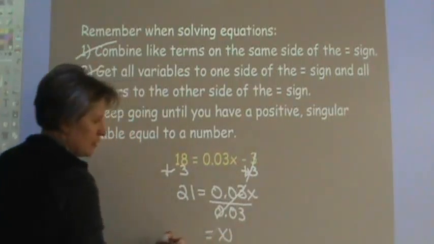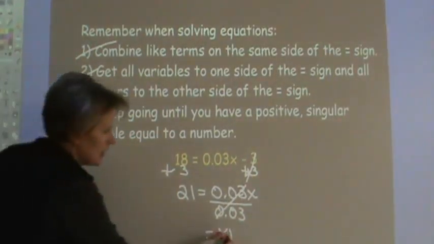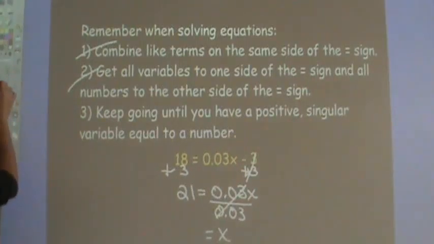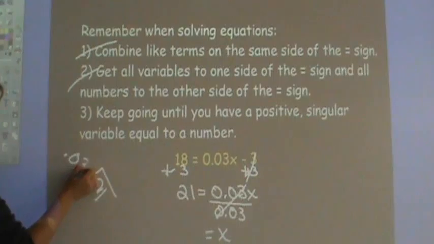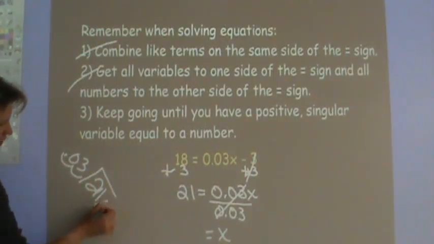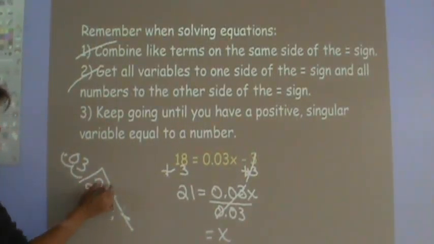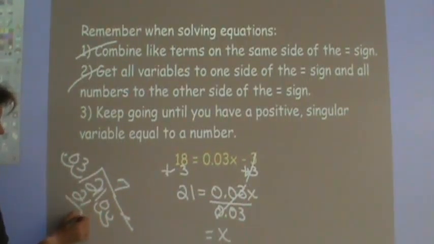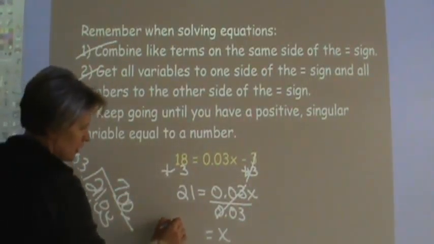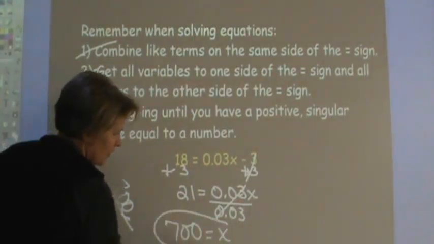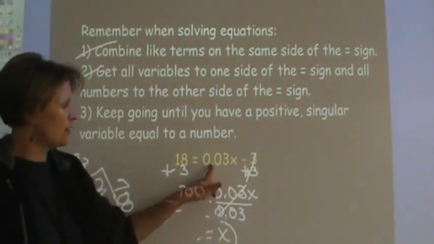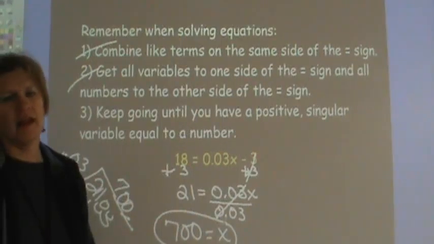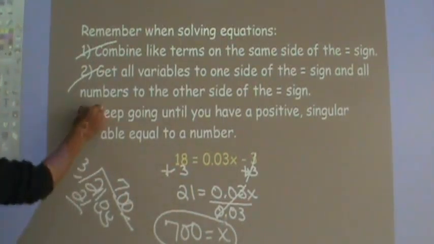Okay, this is why I'm going to allow you to use calculators today, because you're going to get some nasty answers here today. But I'll still do it on the side of my paper. So 21 divided by 0.03. So 3 goes into 21 7 times. Remember 0, so x would equal 700. And again, you can check your answer. So 0.03 times 700 minus 3, does it get me 18? We can check it in the calculator. Okay, I know it's right, so we're good. We're done.